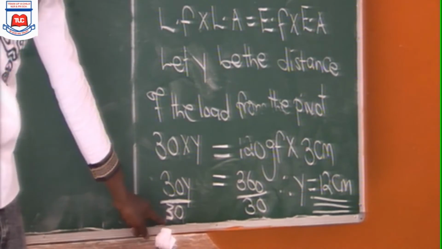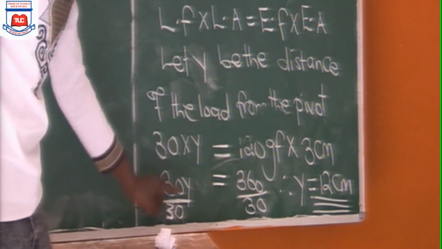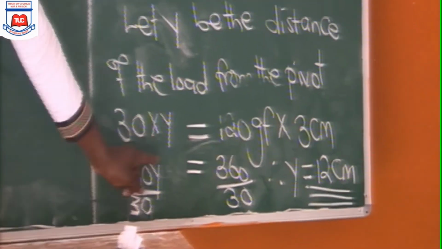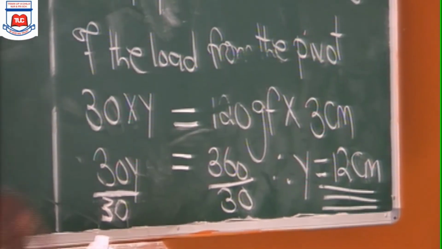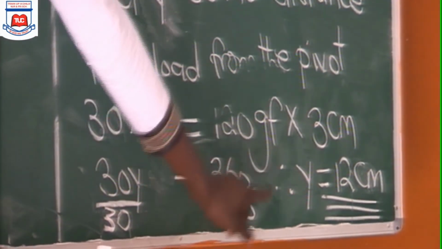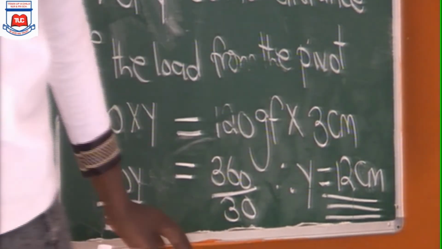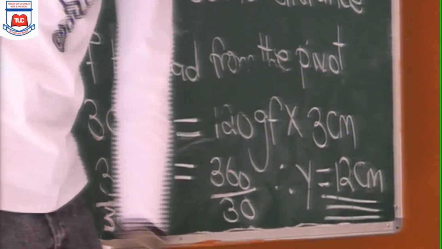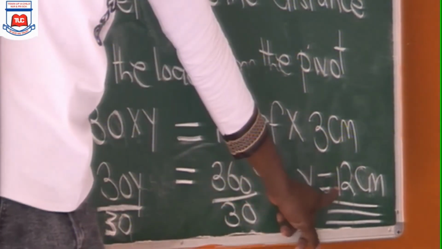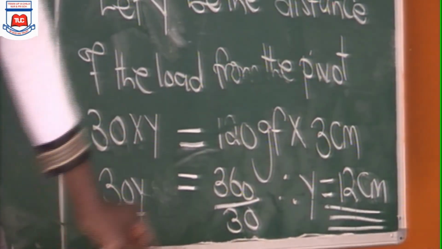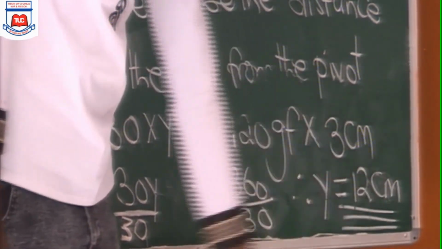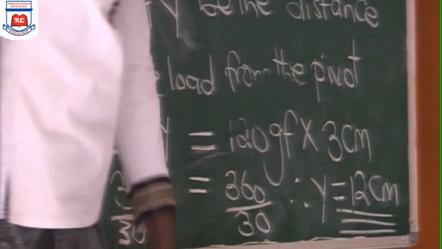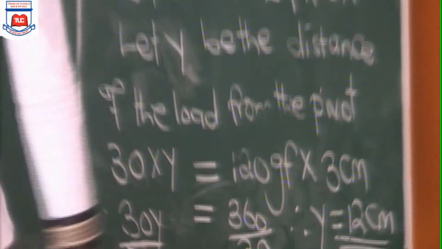So you divide both sides by 30, saying 30 divided by 30 equals 360 divided by 30. When you cancel, you will actually get 1. And then 360 divided by 30, you get 12. So here, y, what we've been looking for as a distance, equals 12 centimeters. I told you after finding the answer, do not just leave it naked. What you do, you put the required units. And here, the units were centimeters. So the answer is 12 centimeters. As simple as that.